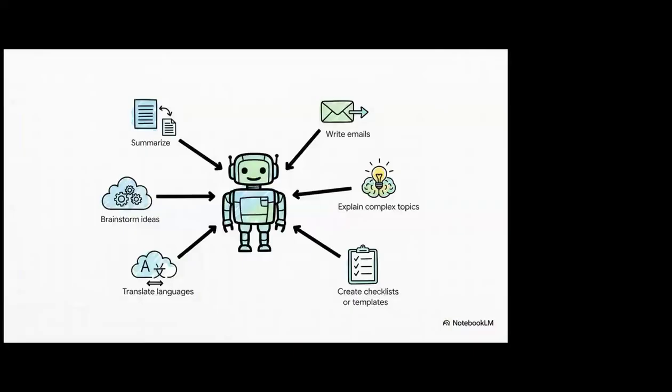Your AI assistant can take, say, a 50-page report and give you the most important points in just a few seconds. It can help you write the perfect professional email, break down a really complex topic, or even just brainstorm some creative ideas. It's like the ultimate multitasker.